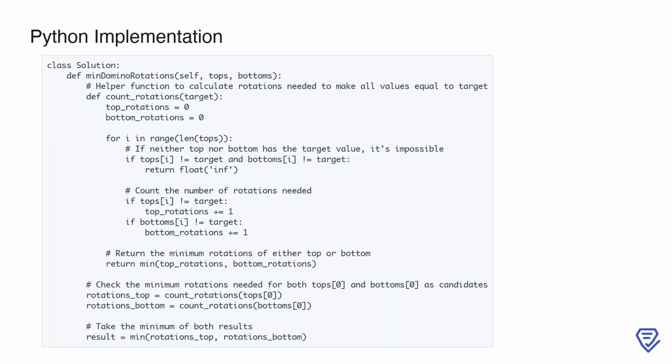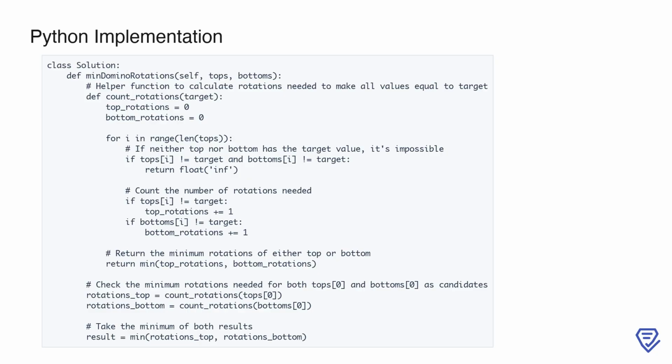Here, we define a Python class called Solution and implement the function minDominoRotations, which takes 2 lists, tops and bottoms, representing the top and bottom halves of dominoes. The goal is to determine the minimum number of rotations needed to make all the numbers in one row equal.